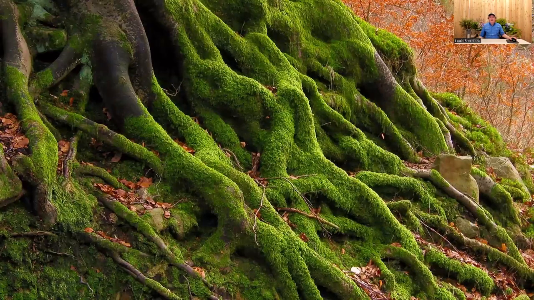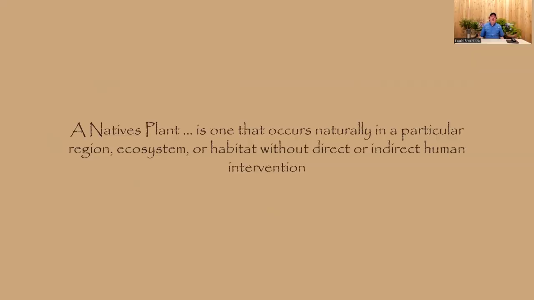And one of my favorite things is moss. So you're going to see some moss today. So the definition of a native plant is one that occurs naturally in a particular region, ecosystem, or habitat without direct or indirect human intervention.